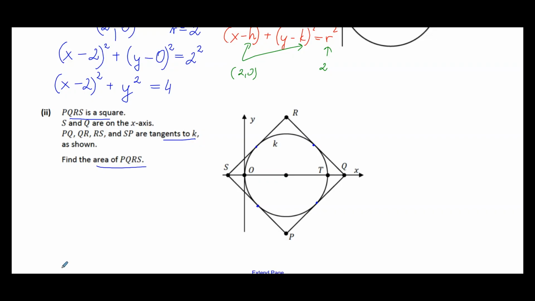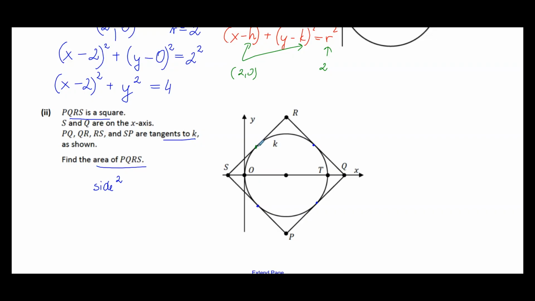How do I find the area of the square? Well, all I need is the length of one side. Because all sides are the same, I just take that side to the power of 2 and multiply side by side, which is exactly the same thing. So in order for me to find the area of this square, I need to work out the length of one of the sides. And that's when the radius comes in handy.